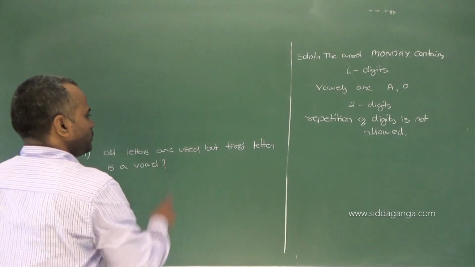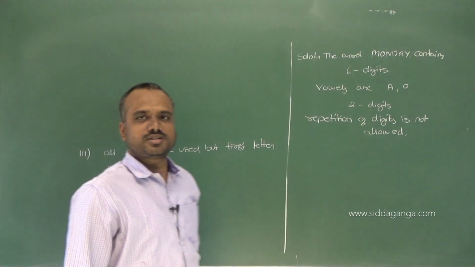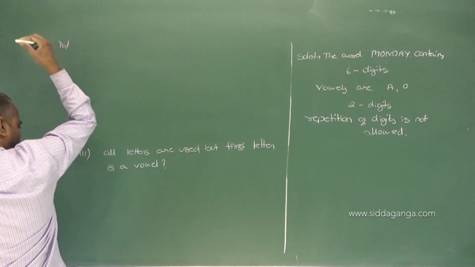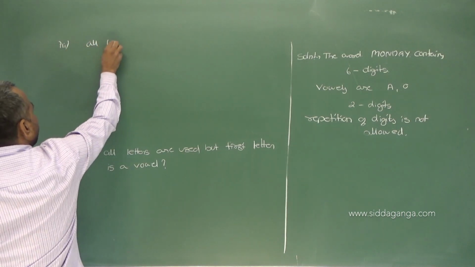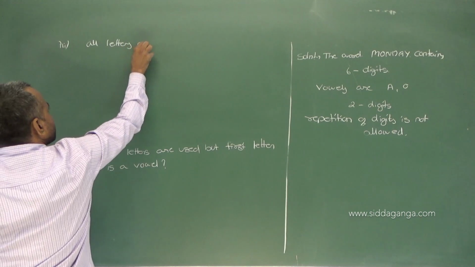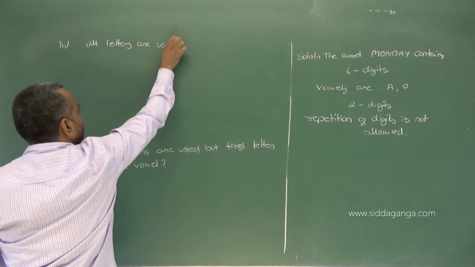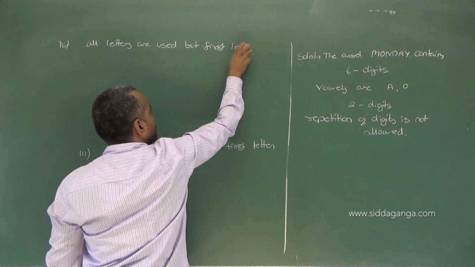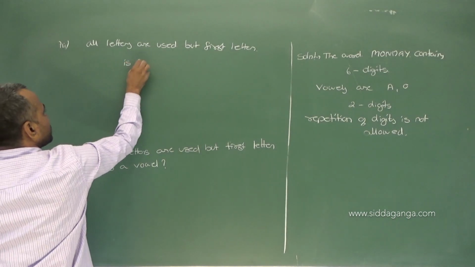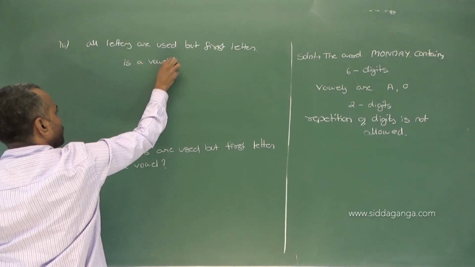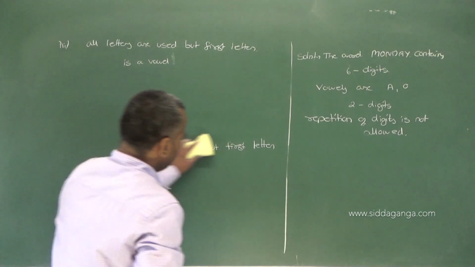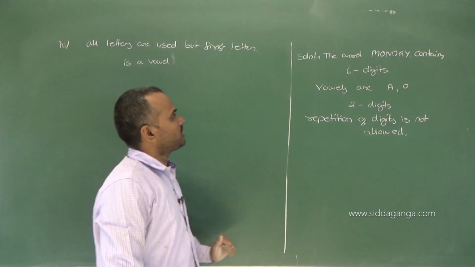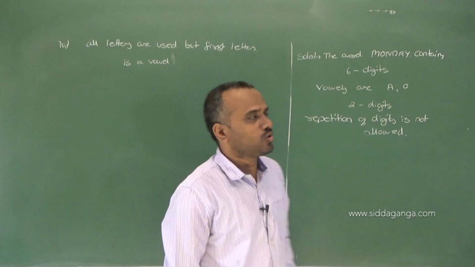All letters are used, but first letter is a vowel. I write here. Third one. All letters are used, but first letter is a vowel. Correct? First letter is a vowel. All letters are used, but first letter is a vowel.